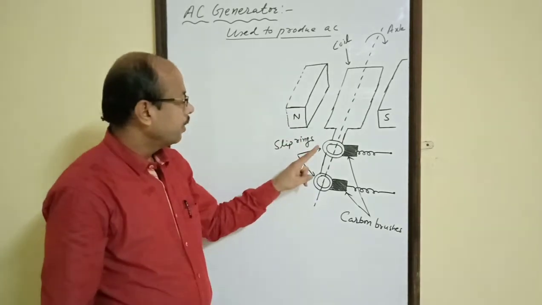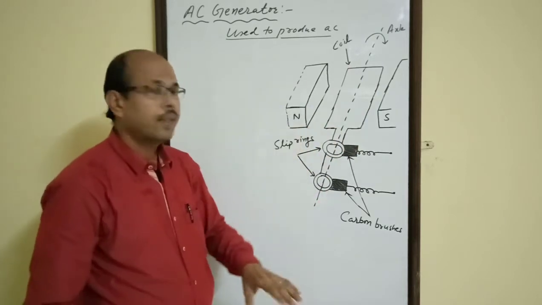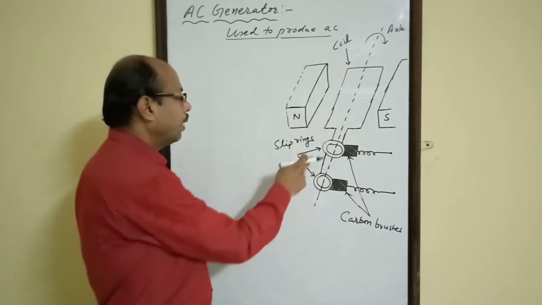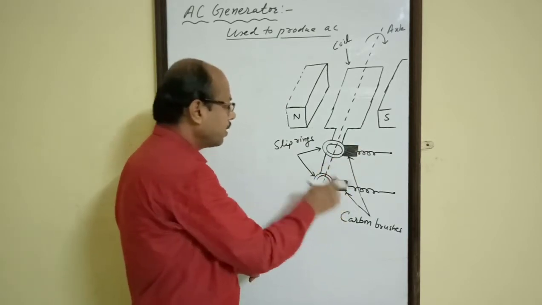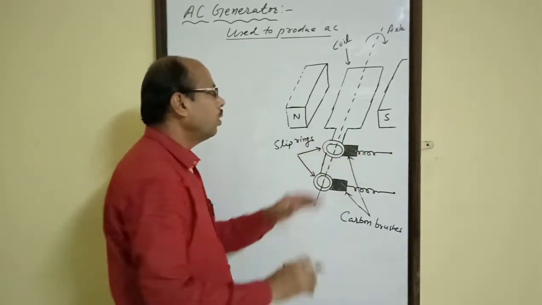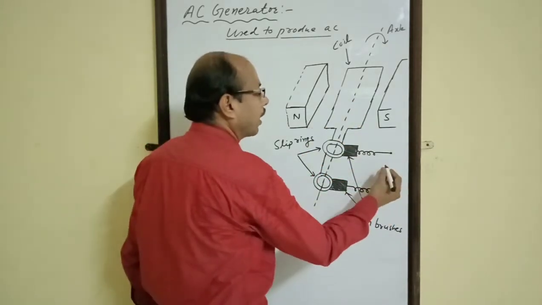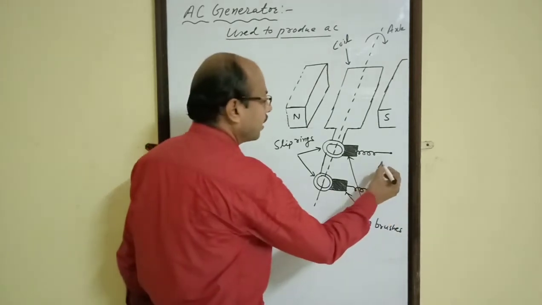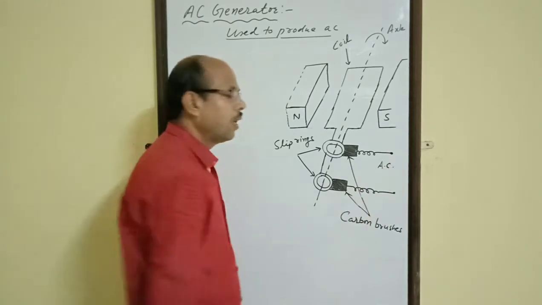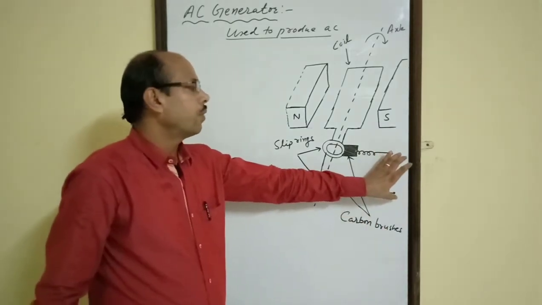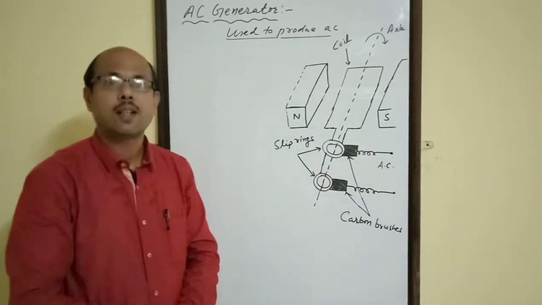In an AC generator, this rotating coil is connected with the external circuit with the help of slip rings and carbon brushes. It means carbon brushes and slip rings are used to connect this coil with the external circuit, and here we will get alternating EMF, or alternating current. Between these two terminals, we will get alternating current. So this is the basic introduction of the AC generator.